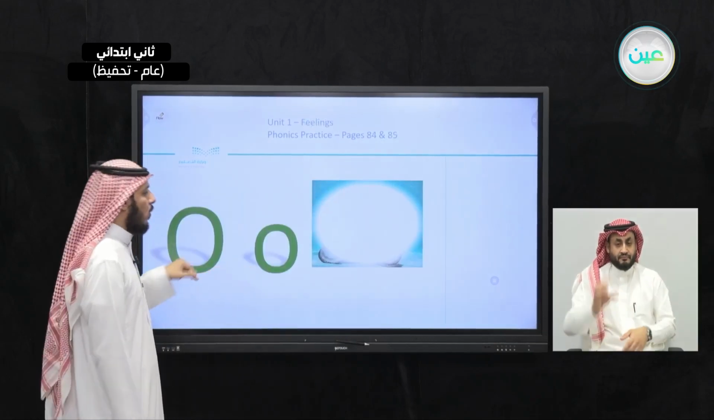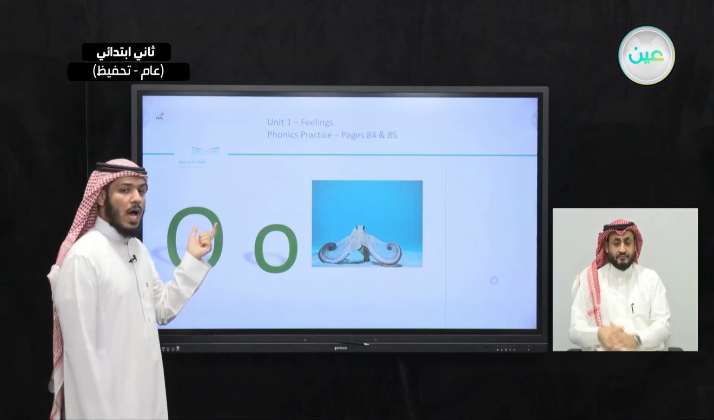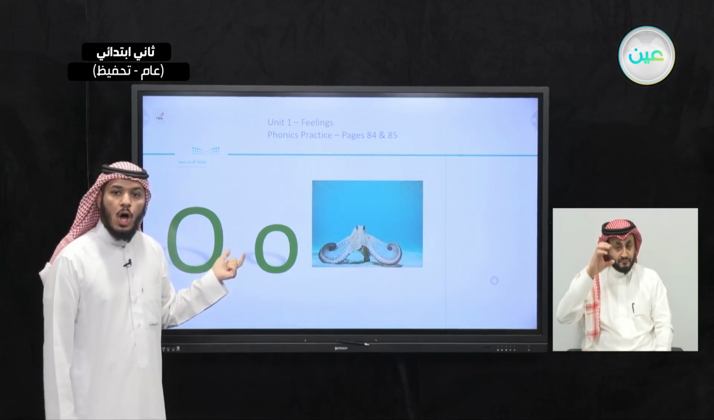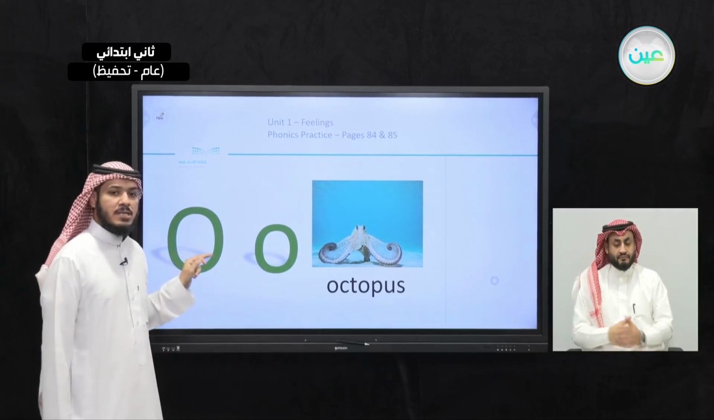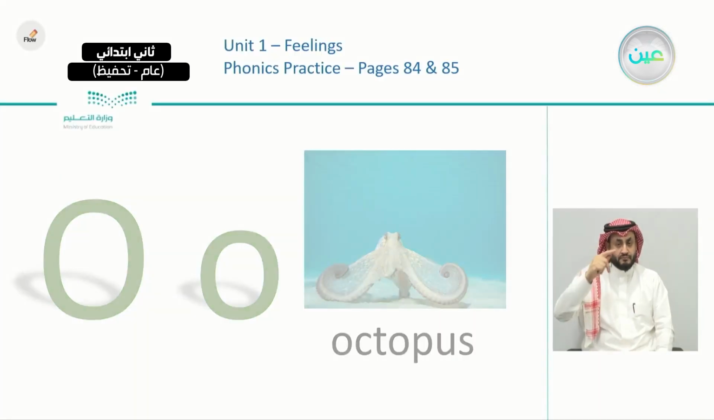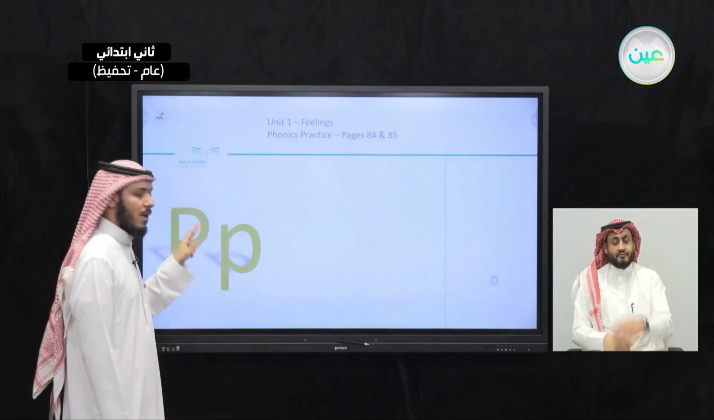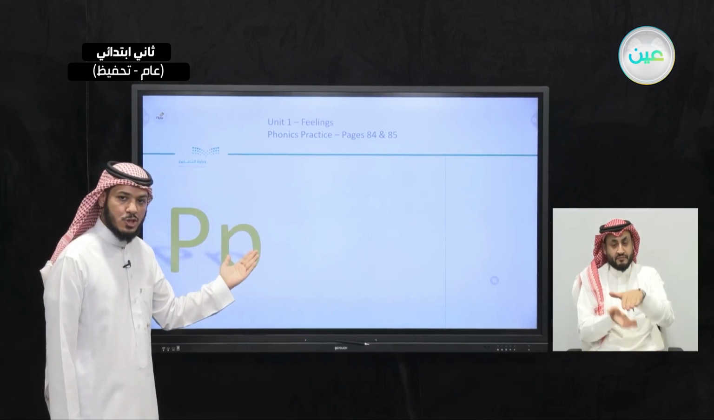What after the letter N? We have O. What is this? Can you tell me? Yes. Let's say it together. So O says octopus. Excellent. Again, O says octopus. Excellent. What after the letter O? We have P. Yes. So we have P in capital and P in small.